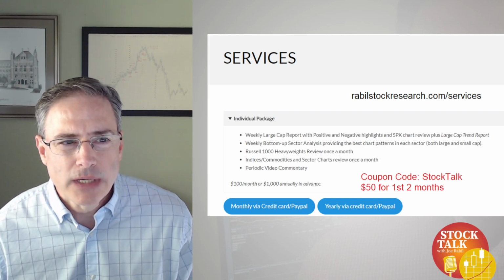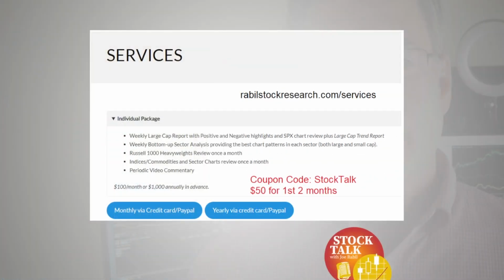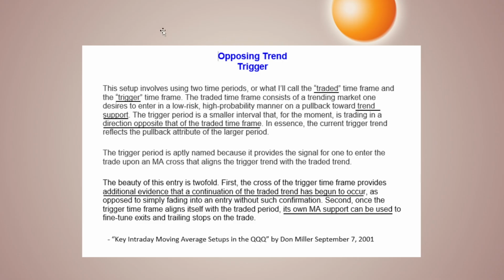Let's go ahead and look at this opposing trend trigger. Don Miller wrote this back in 2001. Don Miller is now an E-mini trader, but at the time he was trading the QQQ on an intraday basis. So he was using micro time frames, and he was also using different moving averages. But I kind of took this phrase because it's really what I'm trying to do when I'm looking at my moving average complex. I actually learned it from a different book, but when I meshed the two together, I found it to be a really great approach.